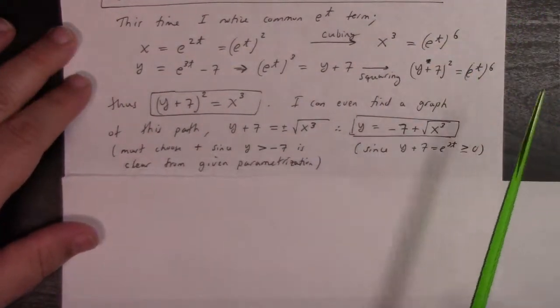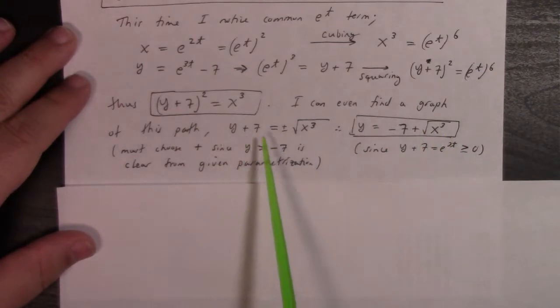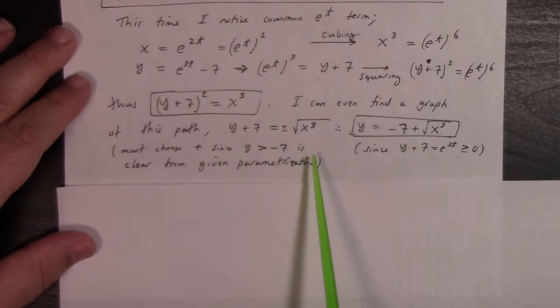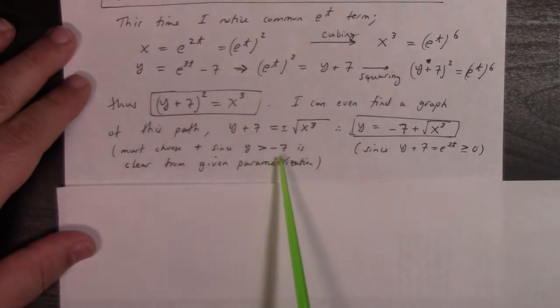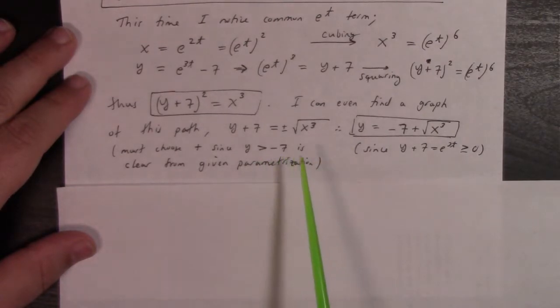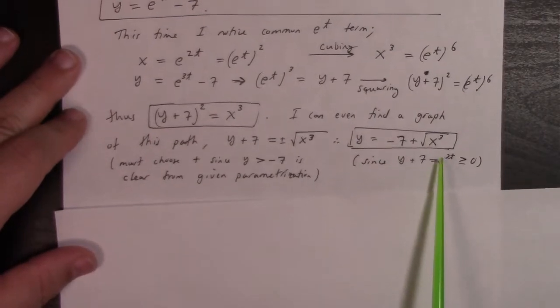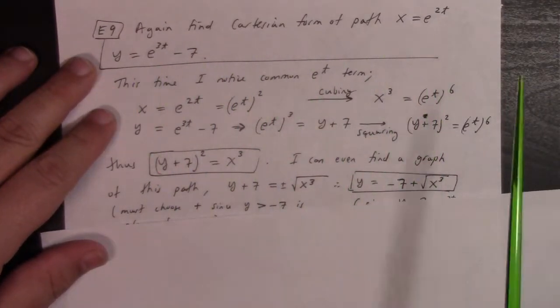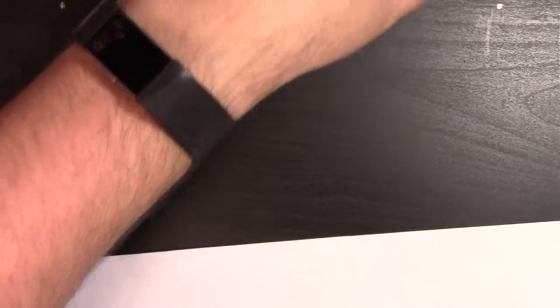And I can even find a graph of this by taking the square root and noticing that I can choose the plus because y is greater than minus 7 in the given problem. And so there you go. That's a graph which covers the parameterization here. So what's up next here is the calculus of parametric curves, and then I have many more examples. I have a few tests I'll work through here eventually. Thanks.